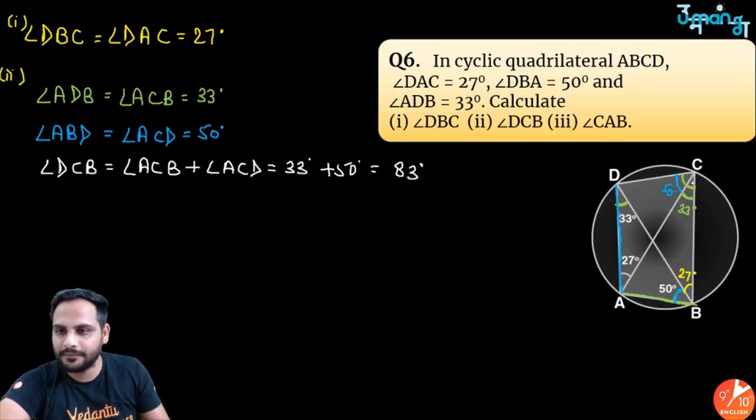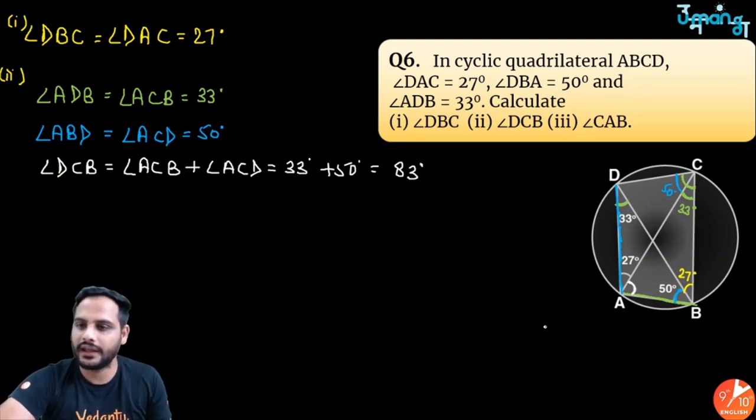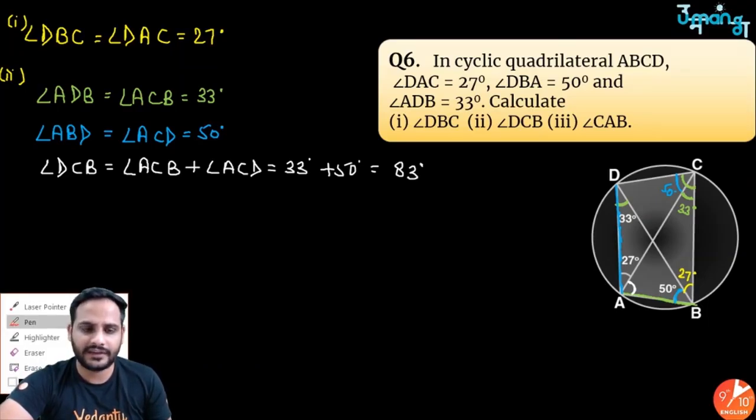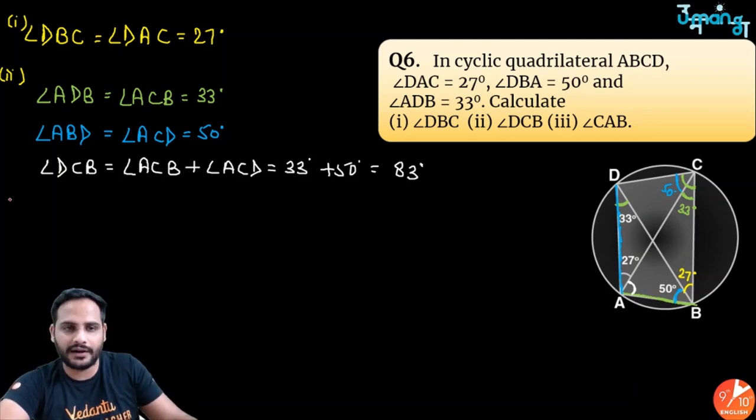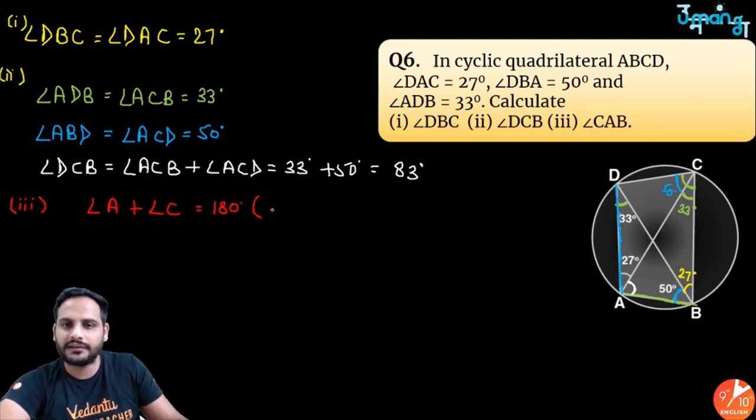Where is angle CAB? This angle I need to find out. Okay. It can be found very easily. If I look at this, ABCD is a cyclic quadrilateral. So I can clearly say, sir, angle A plus angle C will be equal to 180 degrees. That is, opposite angles of a cyclic quadrilateral.